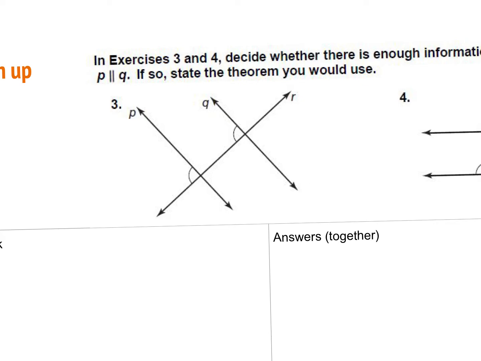You guys remember this mark? It means that those two angles are congruent, okay? If you didn't know that, write it down. This is a congruence angle mark. So it means that these two angles are congruent.